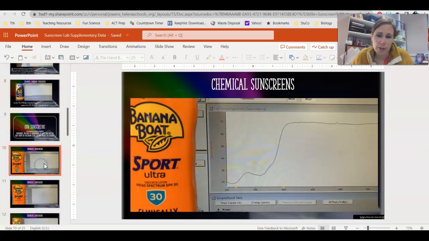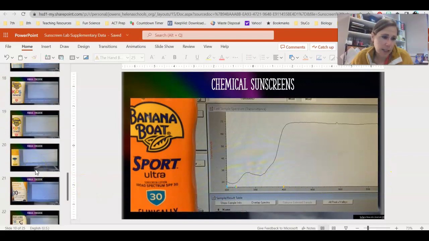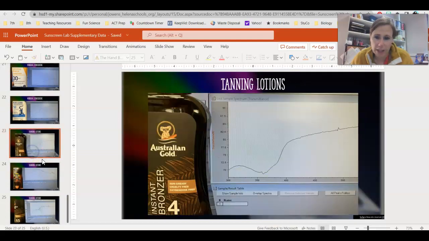The other ones you are going to look at are, here's your lotion. It's the Banana Boat Sport Ultra, so you can see how that filters out. I marked out here's your UVB, here's your UVA, and anything from here on out is visible light. You can see how ineffective a 4 SPF is. When we're looking at this, my numbers start at 70 and go up to 90. So again, pay attention to your y-axis there.